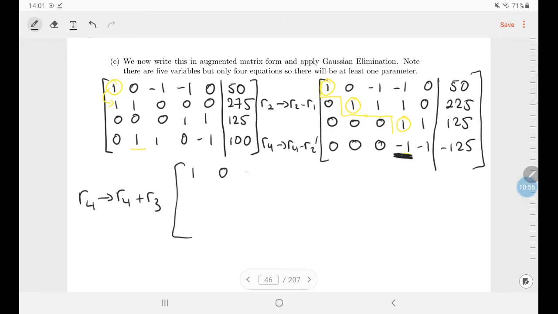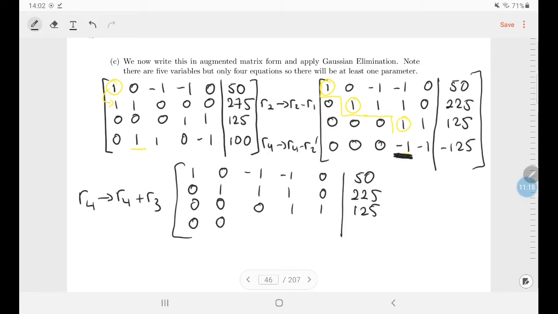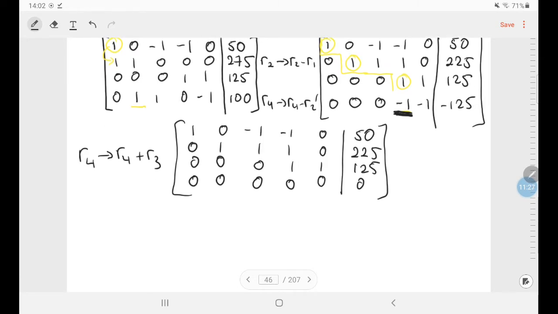1, 0, minus 1, minus 1, 0, 50. 0, 1, 1, 1, 0, 225. 0, 0, 0, 1, 1, 125. And now add row 4 sent to row 4 plus row 3. And you'll notice that 0 plus 0 is 0, 0 plus 0 is 0, 0 plus 0 is 0, minus 1 plus 1 is 0, minus 1 plus 1 is 0, minus 125 plus 125 is 0. So you end up, you get to your reduced form.